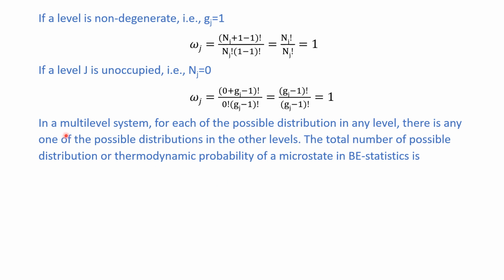Now, if we have a multi-level system, for each of the possible distributions in any level, there is any one of the possible distributions in the other level. This means the total number of possible distributions, or thermodynamic probability of the macrostate in Bose-Einstein statistics, is equal to this. So this pi actually represents the product. So if we have a multi-level system, the thermodynamic probability of that multi-level system in the Bose-Einstein statistics is actually the product of all those thermodynamic probabilities for the single level.